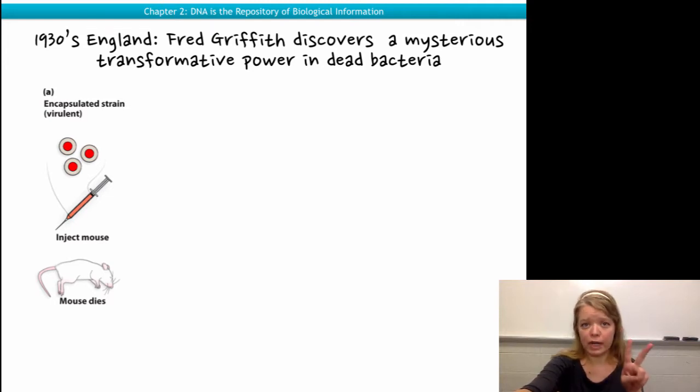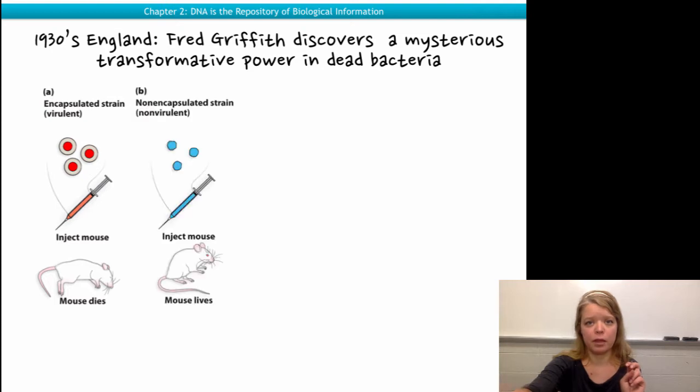He had two different strains of pathogenic bacteria. One strain, the virulent strain, was able to kill the mice when injected into them, and the other strain, the non-virulent strain, wasn't able to do so. The reason for this difference was that the virulent strain was able to produce a capsule that surrounded the bacteria and thus made it much more resistant to the mouse's immune system, while the non-encapsulated strain, the blue strain here, did not have the capsule and was easily cleared by the immune system of the mouse.